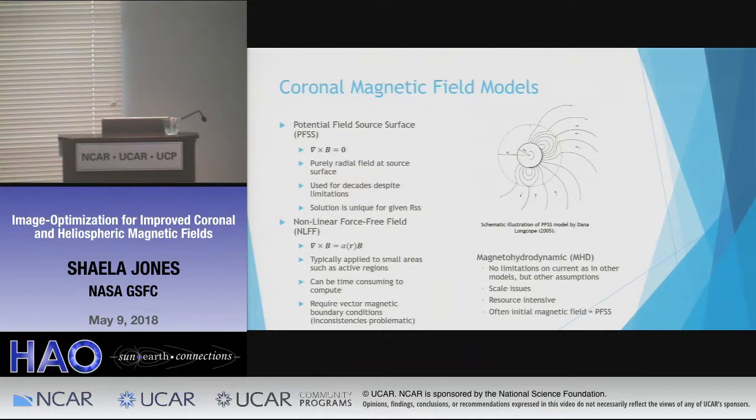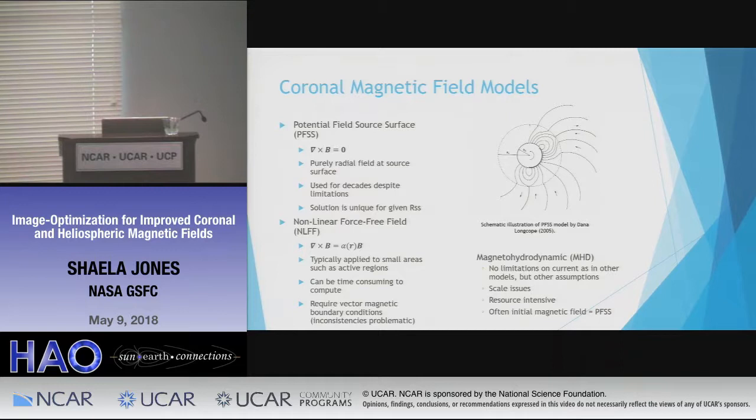Or you can get a little bit more involved. You can do a nonlinear force-free field where you're assuming there are currents in the corona, but you're only allowing them to flow parallel to the field. And the problem with that is, well, there's a couple of problems. One is that it's typically difficult to apply to a large area. You don't generally construct global nonlinear force-free field models.